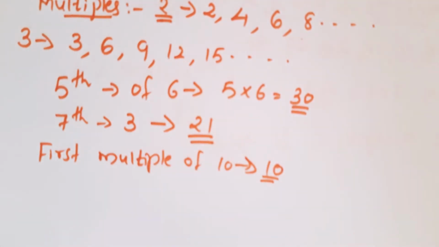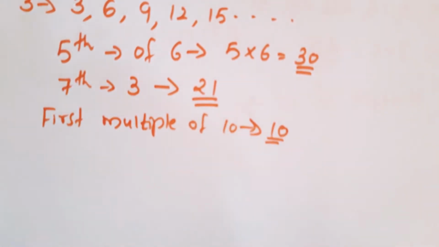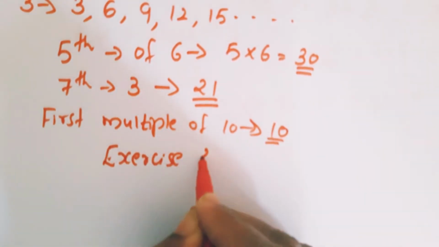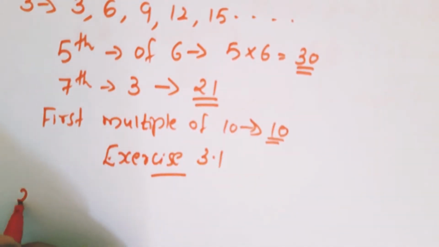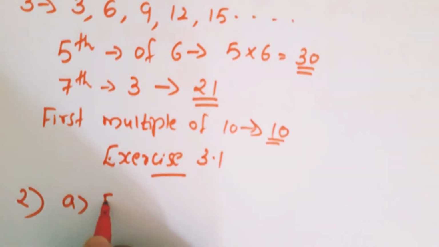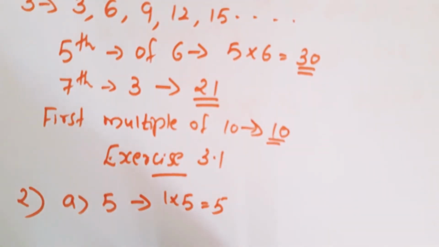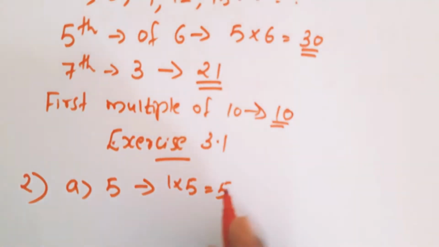Now let's discuss exercise 3.1. Question number 2. Find the first 5 multiples of, part A is 5. So how to find the first 5 multiples of 5? 1 into 5 is equal to 5. We have to go up to 5 times.